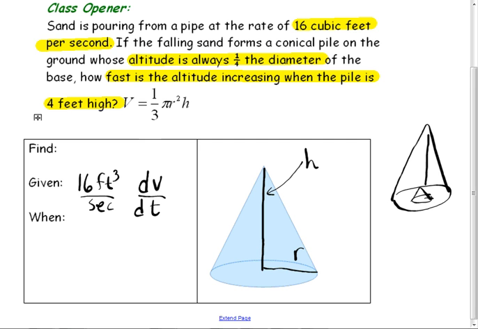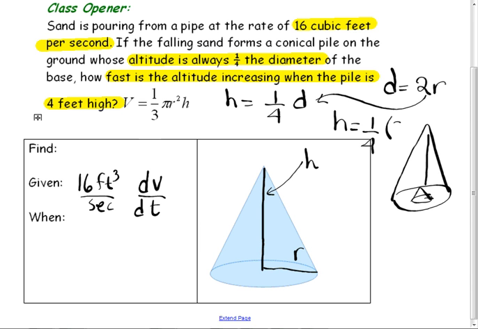Okay, so it says the altitude, which is h, is always 1/4 of the diameter. Called D for diameter. What's the diameter equal to? 2 times the radius. So substituting that in here, then h is equal to 1/4 of twice the radius. What fraction is that? That's right. H equals 1/2 of r. Okay, Tom? Write it down.